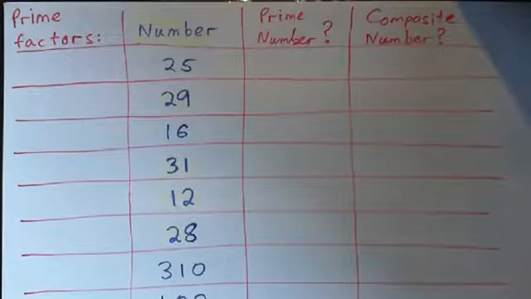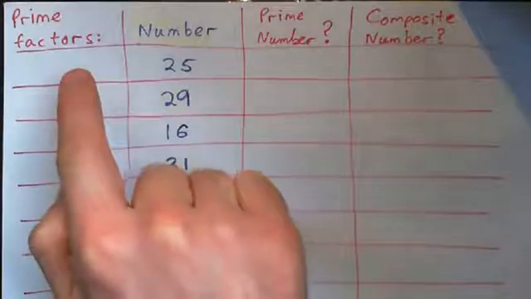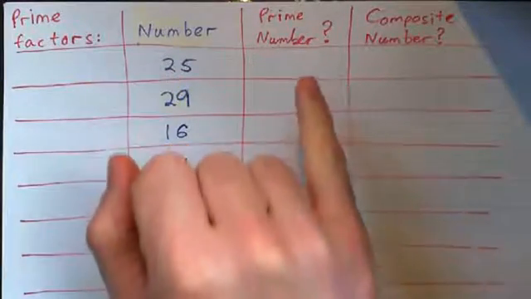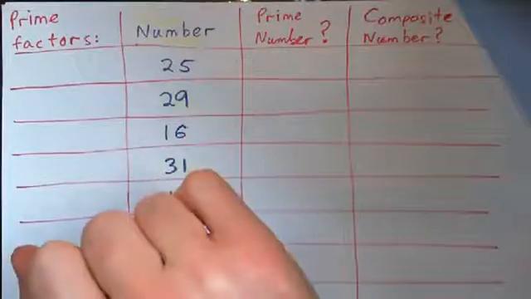Okay, in this video we're going to take a number and break it down into its prime factors, or try to at least, and then say whether it's a prime number or a composite number. So we'll do these examples here all the way to the number 17.